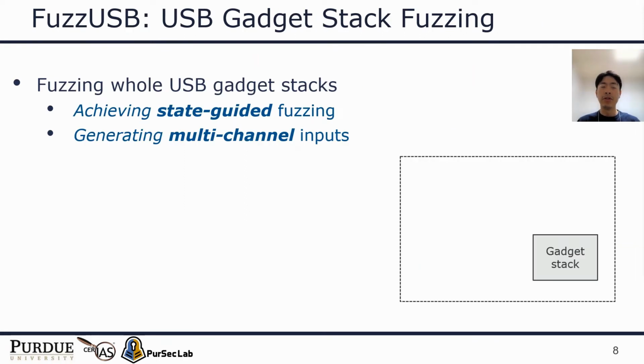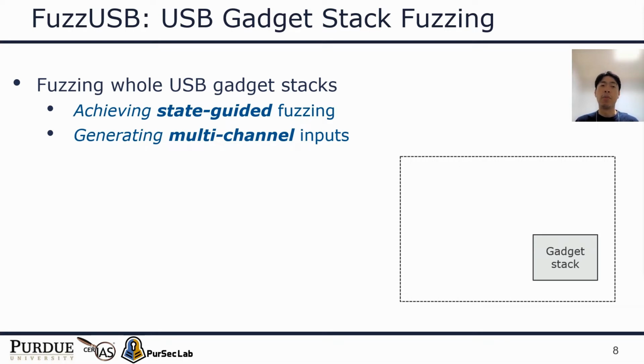Based on these observations, we present FuzzUSB. FuzzUSB is the first USB fuzzing technique designed for USB gadget devices to the best of our knowledge. It realizes state-guided and multi-channel fuzzing for USB gadget software stacks. FuzzUSB maximizes its fuzzing coverage by taking inputs from the host and application side, assuming they both can be malicious. And its mutation is guided by an extracted state machine and mutation rules.